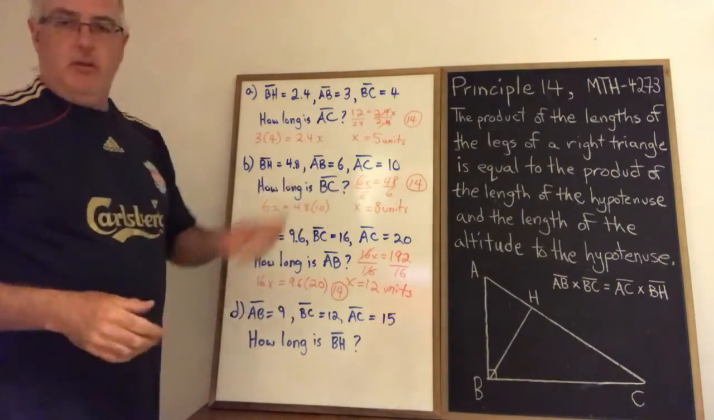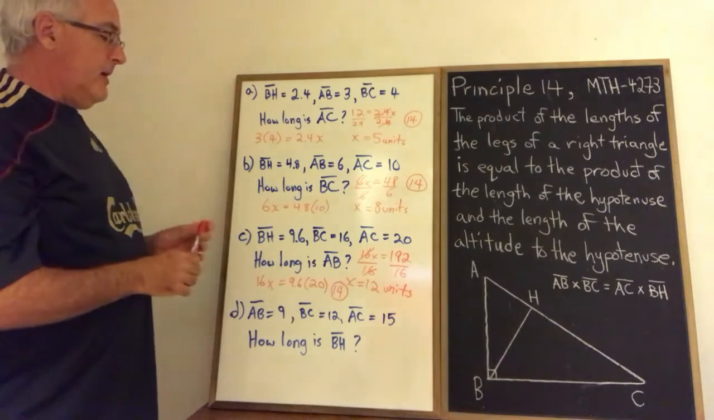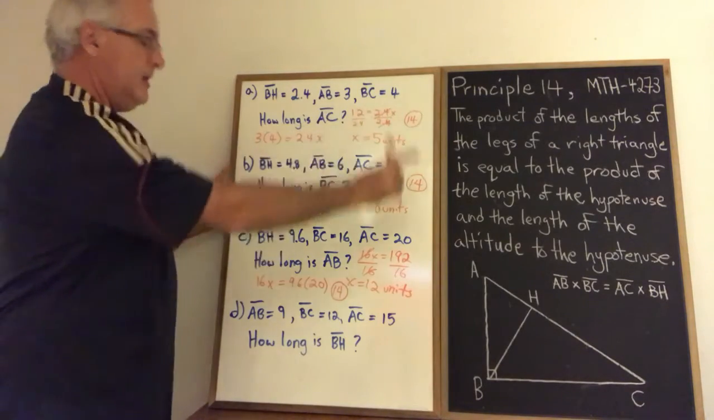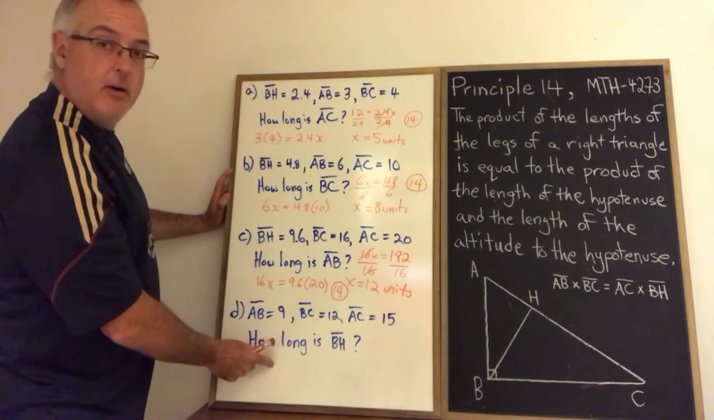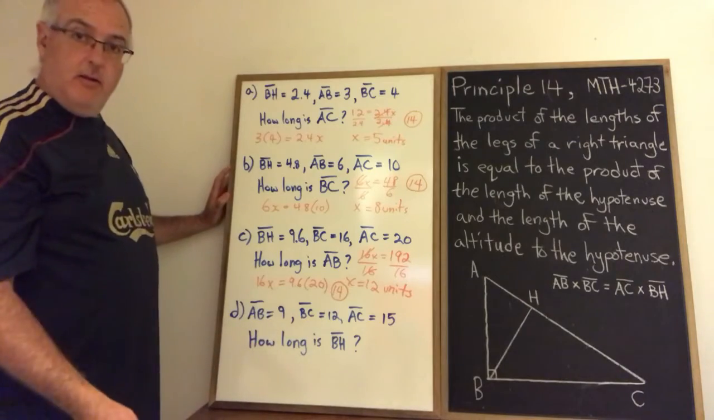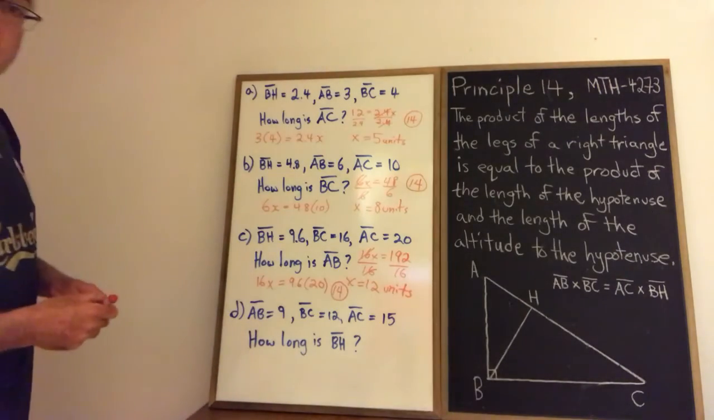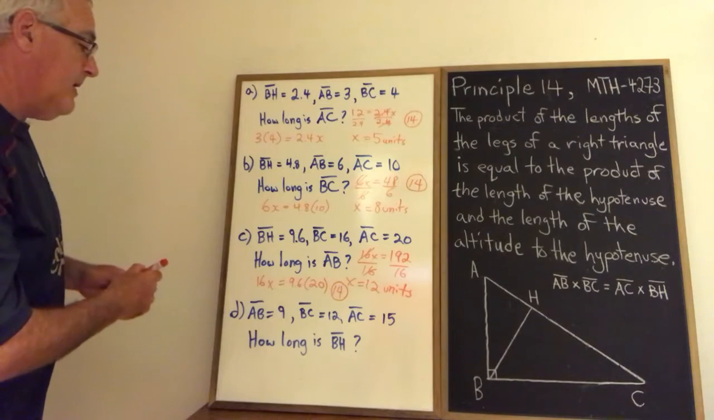So what's the point of Principle 14? Well, the point is that Principle 14 can also be used, as we're going to do in Part D, to find the length of the altitude. So that's a good reason for it to exist, because sometimes you will be asked for an altitude.